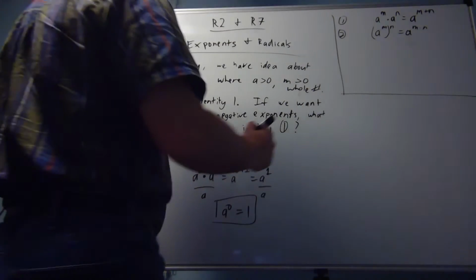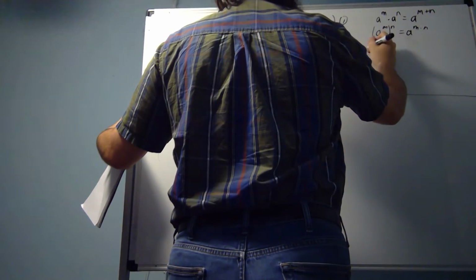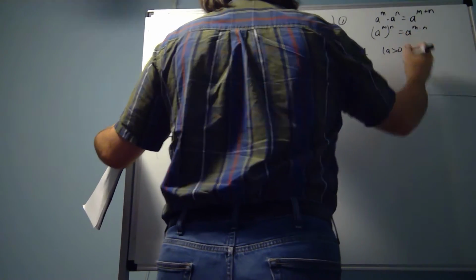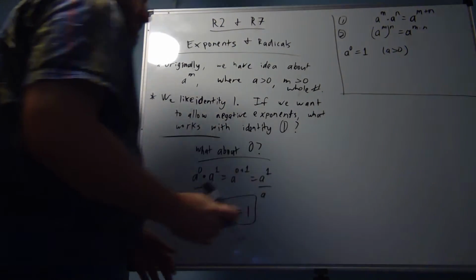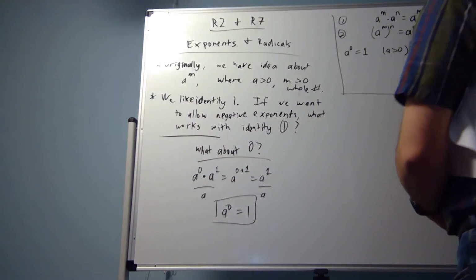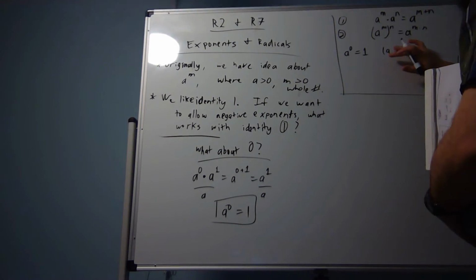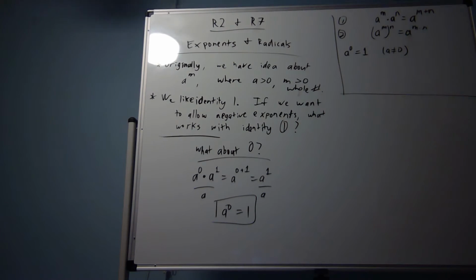So if we like identity number 1, then we probably want to say that if the base is 0, then everything gets really, really messed up. It's like we're dividing by 0. But the rest of the time it should be fine. Okay.